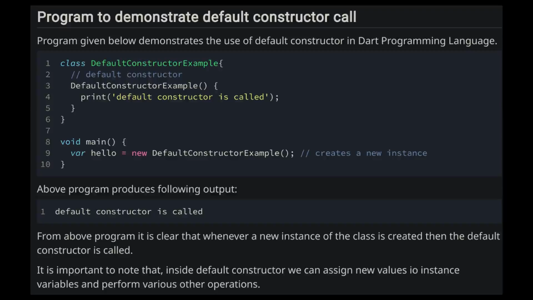From above program, it is clear that whenever a new instance of the class is created, then the default constructor is called. It is important to note that inside default constructor, we can assign new values to instance variables and perform various other operations. Now there are some rules for defining both default and parameterized constructors.